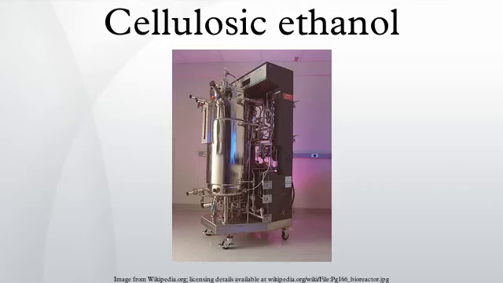In the United States, the Standard Alcohol Company opened the first cellulosic ethanol production plant in South Carolina in 1910. Later a second plant was opened in Louisiana. However, both plants were closed after WWI due to economic reasons.